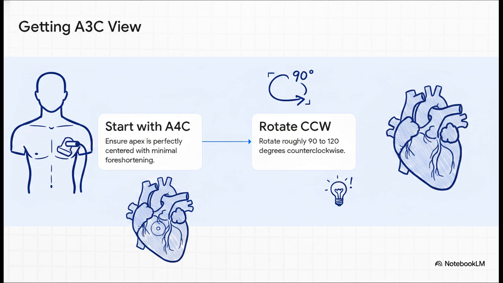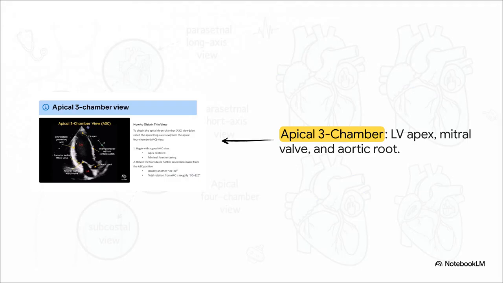You'll pass right through the 2-chamber view, and usually with a total rotation of roughly 90 to 120 degrees counterclockwise from your original starting point, boom, the 3-chamber view will just suddenly open up right in front of you. When you hit that sweet spot, that 90 to 120 degree rotation, the apical 3-chamber view comes into gorgeous focus. Some people call this the apical long axis view, by the way.